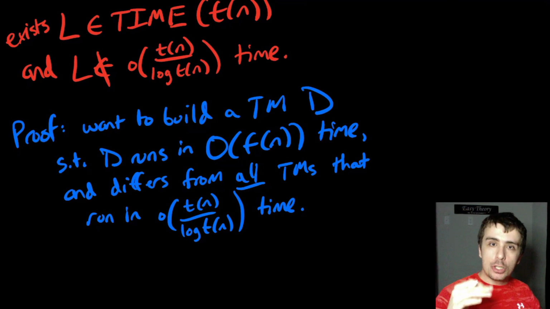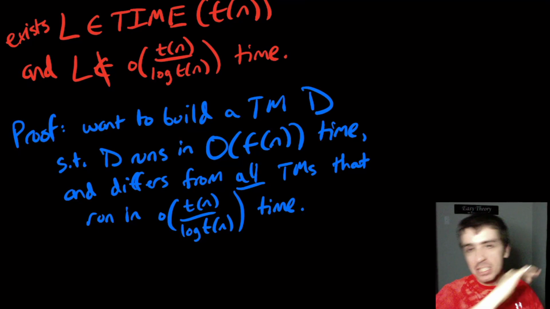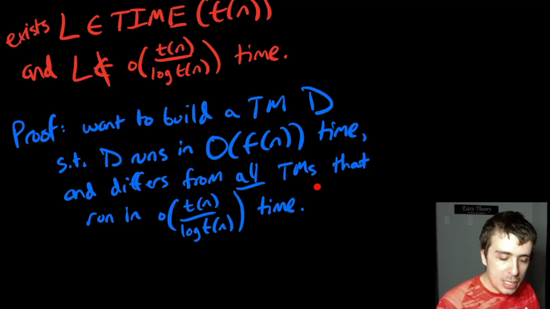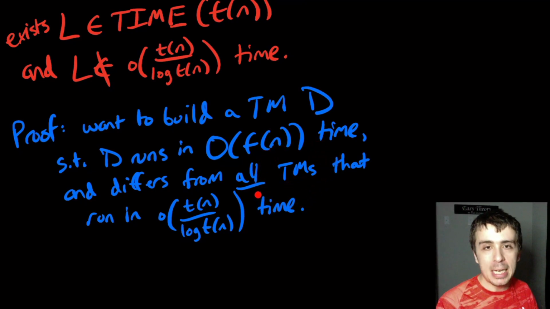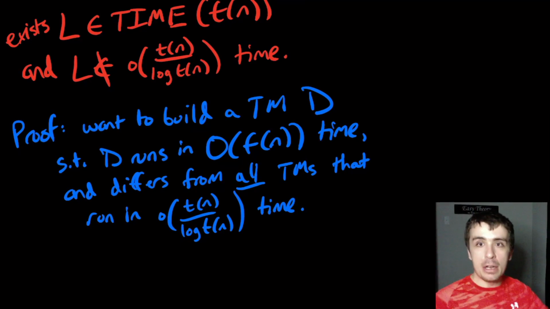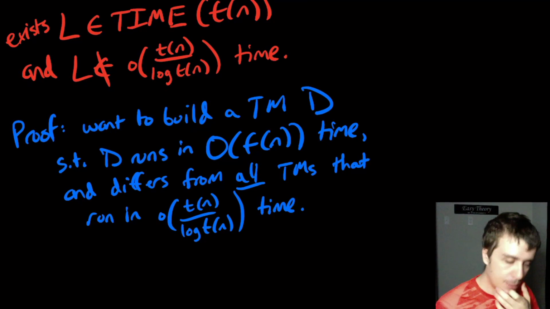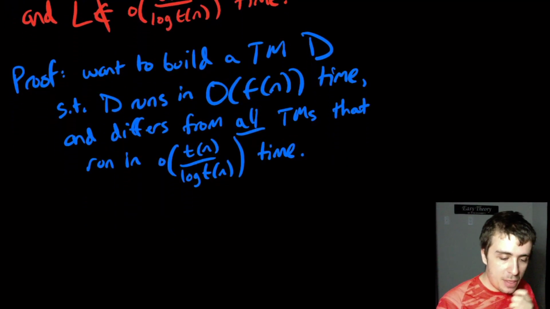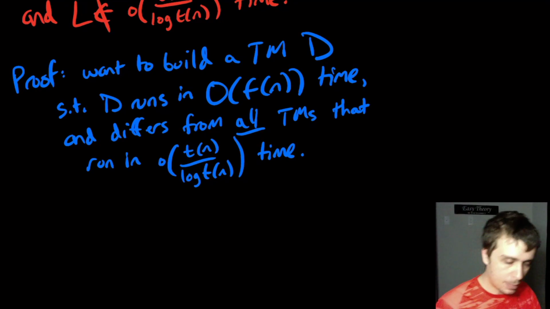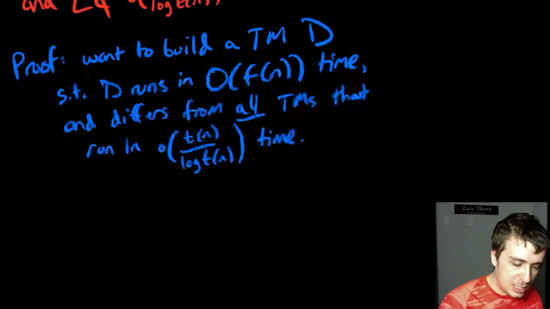We're going to make sure that this machine D is different from all of the other ones. In effect, we're going to simulate some other machine for a certain amount of runtime and then do the opposite of whatever that machine says. Therefore D must be different. We're going to ensure that D runs in this amount of time, and by definition does not run in this lower amount of runtime, and it must be different from all other machines that run in that lower amount of time because it differs from all of them. Okay, so how do we actually construct D here?